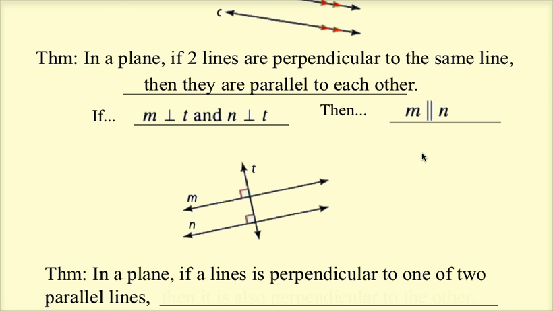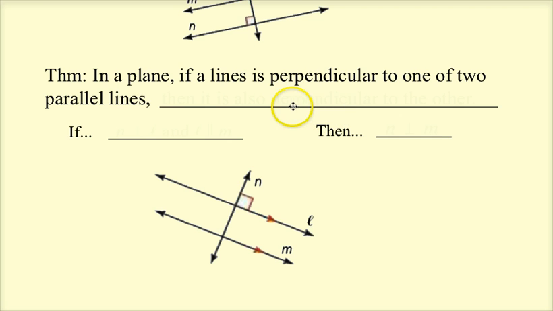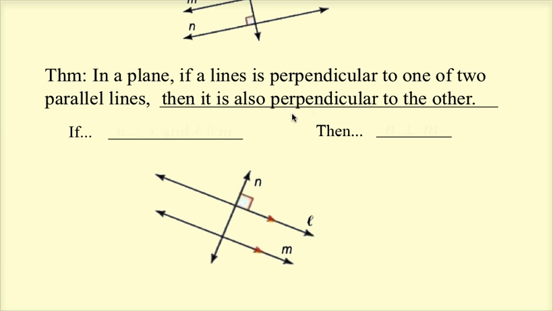And then the last one, in a plane, if a line is perpendicular to one of two parallel lines, then it's also perpendicular to the other. So this is similar to the one we just did. But this time, if a line is perpendicular to one of two parallel lines, then it has to be perpendicular to the other. If L and M are parallel and N is perpendicular to L, then N has to be perpendicular to M. So N is perpendicular to L and L is parallel to M. Then N has to be perpendicular to M, and you can draw that perpendicular symbol in.